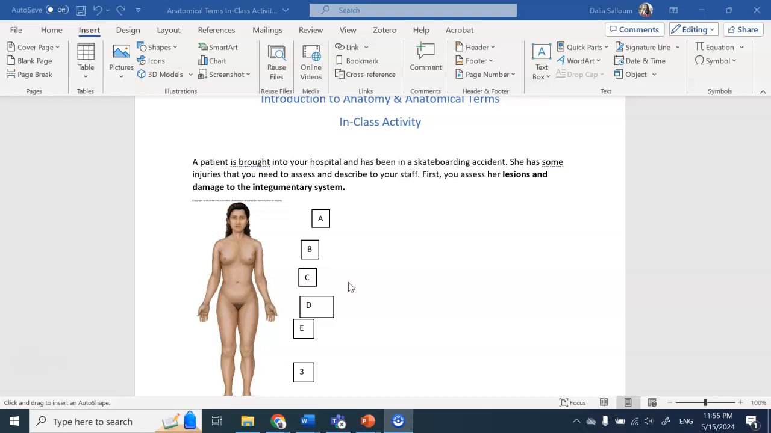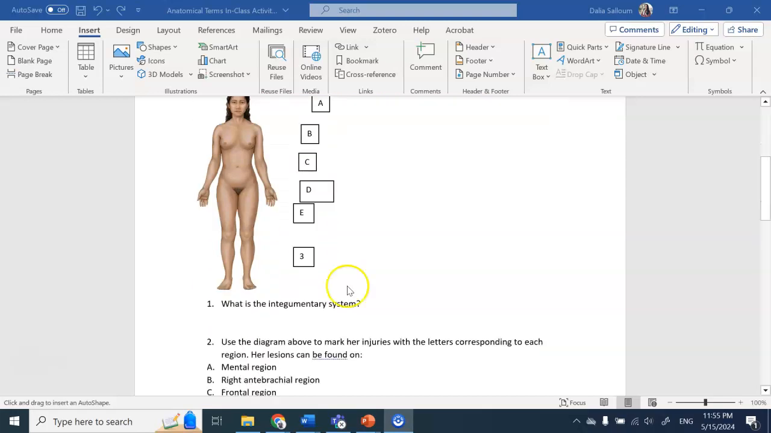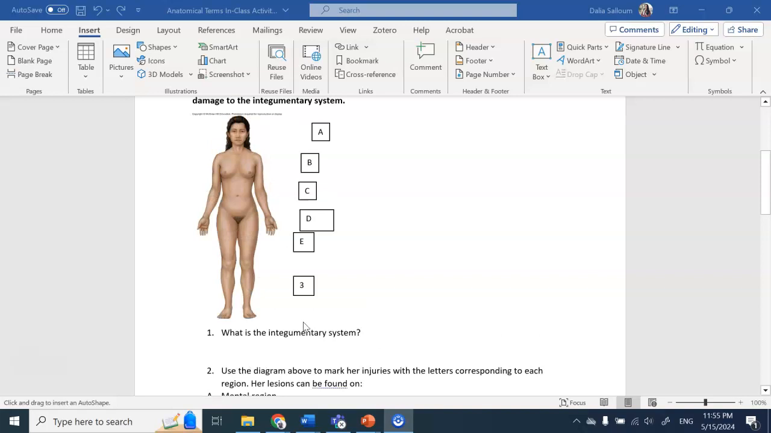First, you assess her lesions and damage to her integumentary system. And the first question is, what is the integumentary system? You should be able to figure out that that is skin. And if you are not, then it is in your lecture slides, the 11 systems. You can also take a look in the book and you can also Google it. Integumentary system is skin. There are 11 body systems. We don't go over them in great detail, but we will study them because this is a systemic approach to anatomy. So the integumentary system is skin.